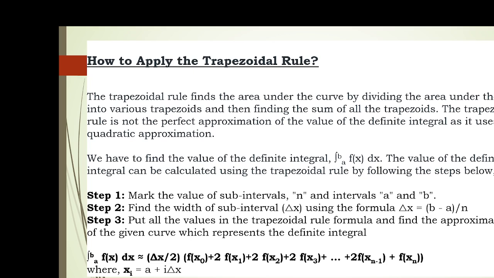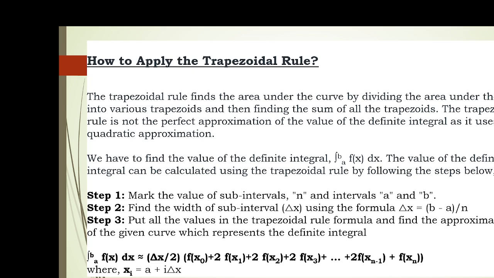The trapezoidal rule is not the perfect approximation of the value of the definite integral, as it uses the linear approximation. We have to find the value of the definite integral from a to b f of x dx. The value of the definite integral can be calculated using the trapezoidal rule by following the steps below.